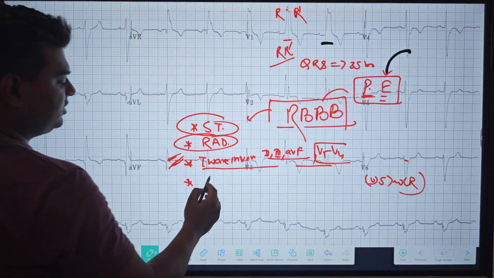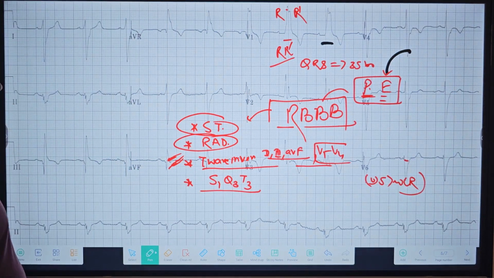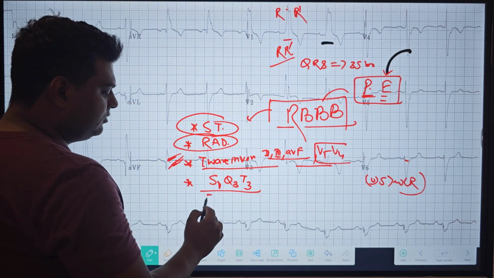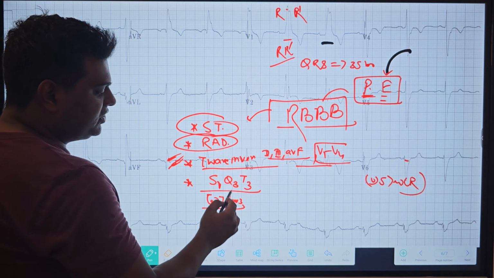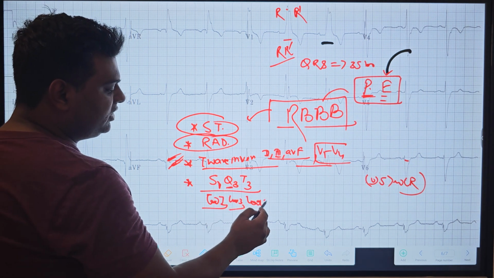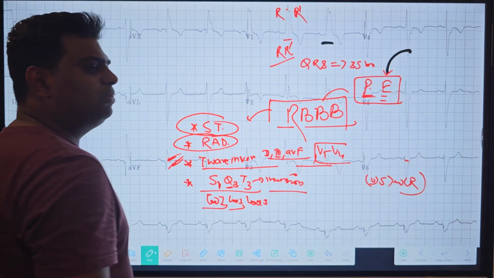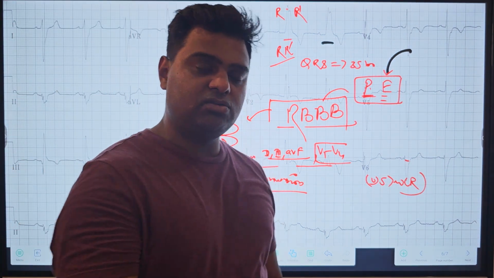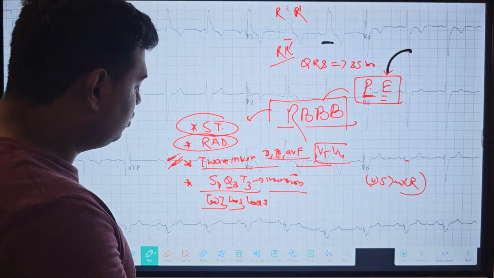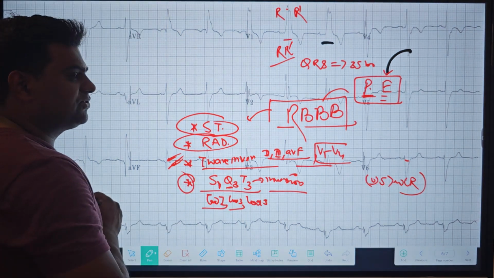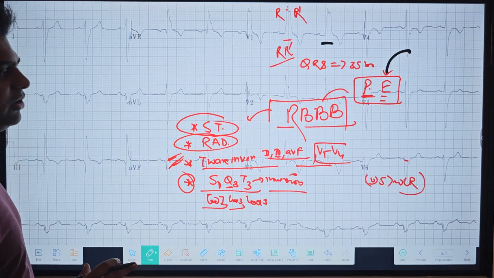Or a very characteristic finding, that is S1, Q3, T3. And what is S1? It means in lead 1 the patient will get an S wave, in lead 3 the patient will get a Q wave, and T3 means in lead 3 the patient will get T wave inversion. Earlier it was known to be the most specific and sensitive finding, but now none of the books mention it as sensitive or specific. So now it is neither a sensitive nor a specific finding, but yes, if it is present, you should think of pulmonary embolism. Okay.